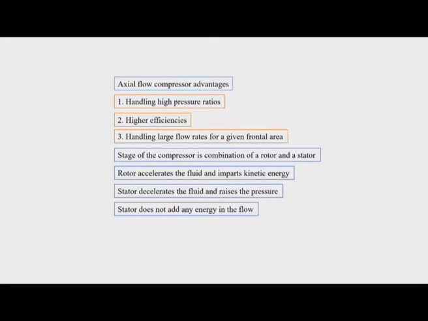It is basically a diffuser which converts the energy which is present inside the flow and raises the pressure. So the stator, which is a stationary object of the compressor, necessarily doesn't add any energy into the flow, but its job is to increase the pressure from the available energy within the flow. So these two are the components which comprise the axial compressor.